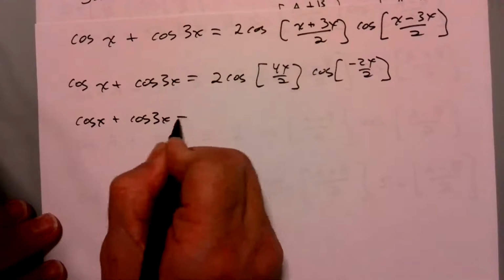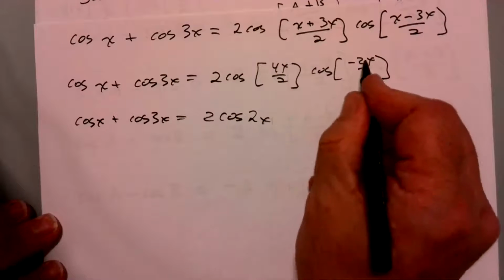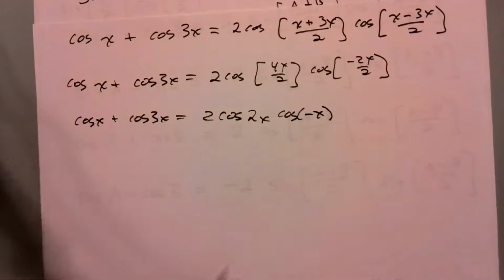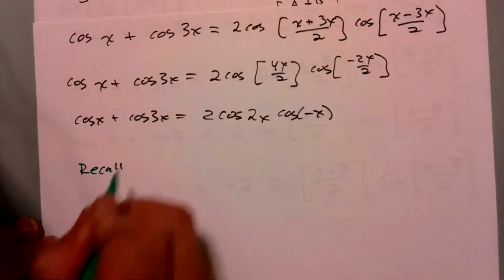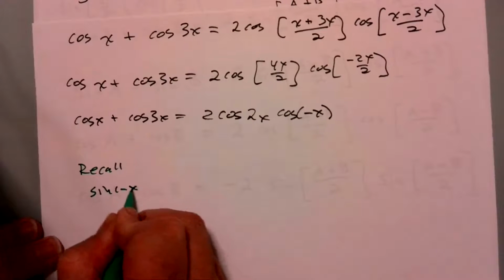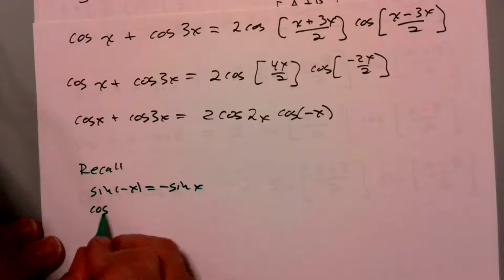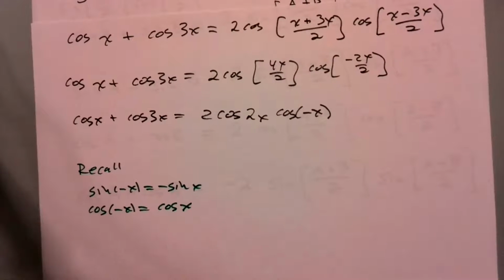Cos x plus cos 3x is 2 cosine. 4x divided by 2 is 2x. Negative 2x divided by 2 is cosine of negative x. So yeah, we had that answer on the board and one close to that, so good work. All I want to remind you is cosine is an even function. So recall a couple important facts. Sine is odd: sine of negative x is negative sine x. However, cosine of negative x is cosine x. We showed why looking at the graphs.